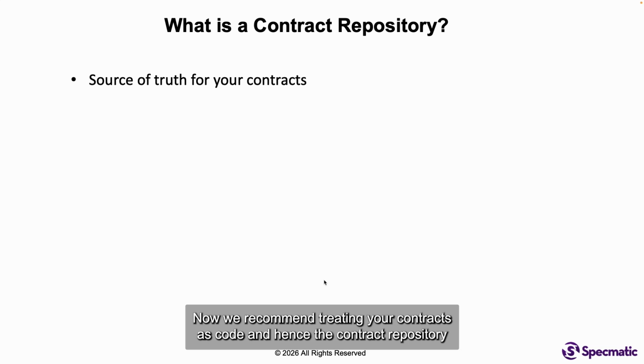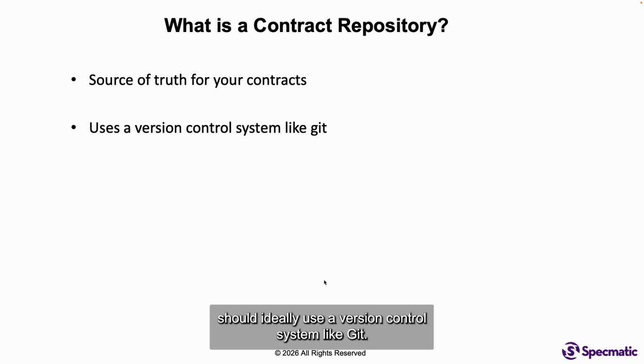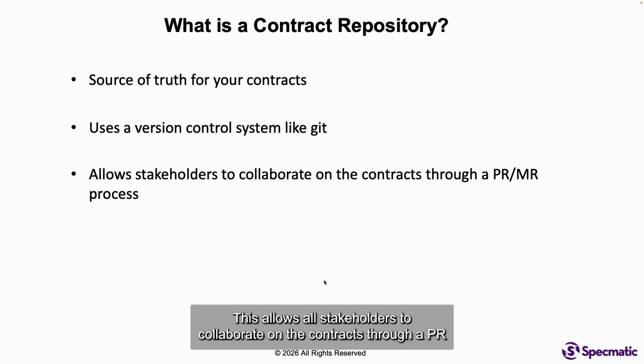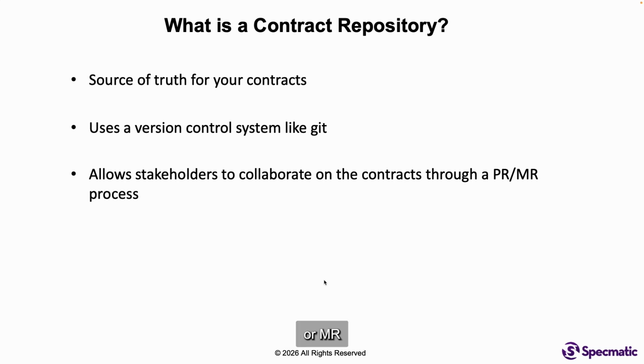Now, we recommend treating your contracts as code, and hence the contract repository should ideally use a version control system like Git. This allows all stakeholders to collaborate on the contracts through a PR or MR process. Specmatic supports three types of contract repositories.